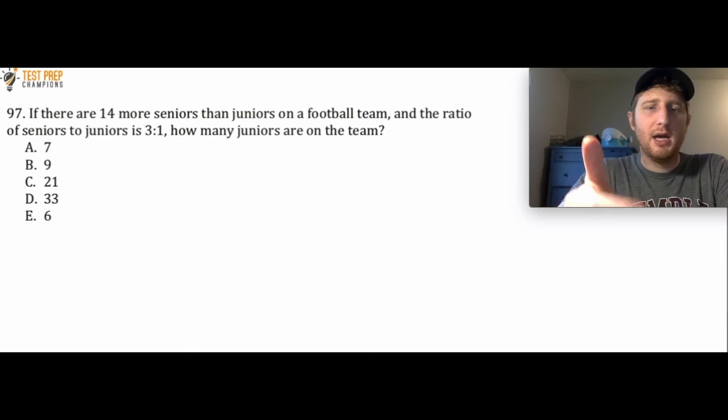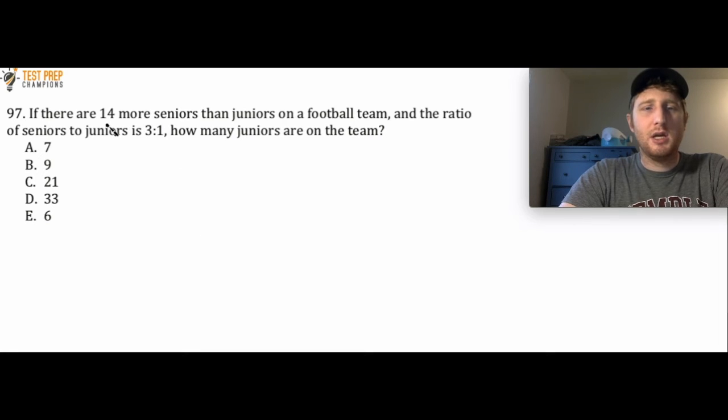Which question in the quiz you thought was the hardest, let me know in the comments. But basically, this one says if there were 14 more seniors than juniors on a football team, and the ratio of seniors to juniors is 3-to-1, how many juniors are on the team? So like I said, this one's a challenge. Let's have you pause the video and try to figure this one out. If you get it right, great. If not, then we're just here to learn from it.